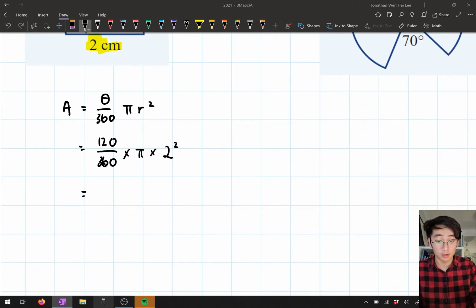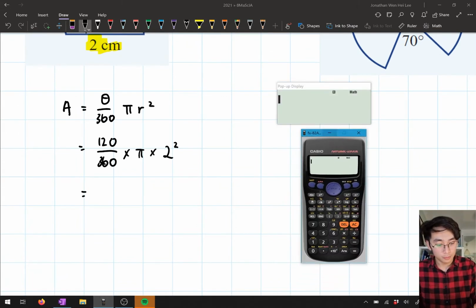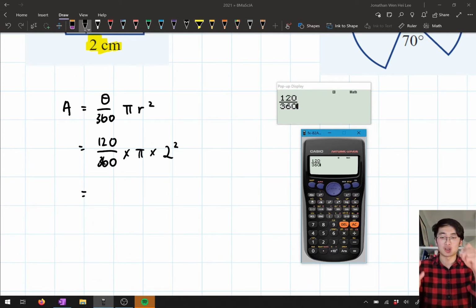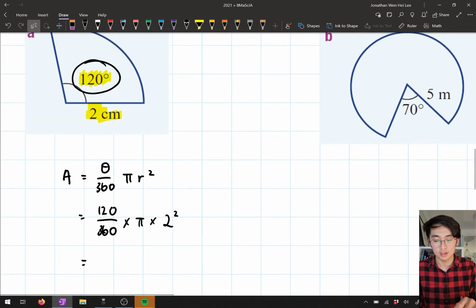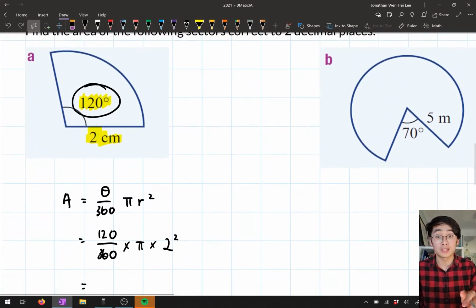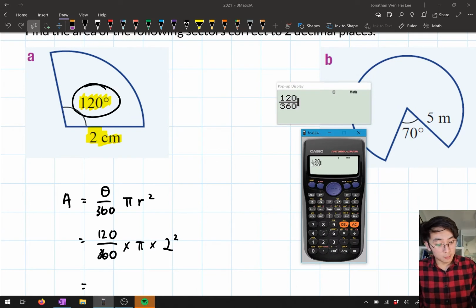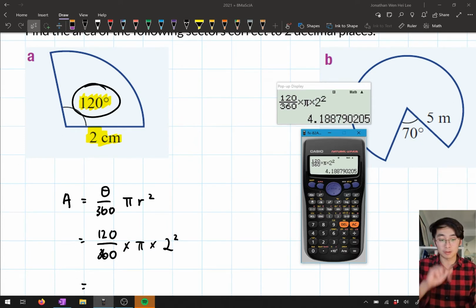So here I'm going to go, okay, I've got 120 over 360. So that's the fraction of my circle that I have in my sector here. So that's telling me I've got 120 degrees out of the full 360, times by pi times 2 squared. And so we get 4.188, and we want this to 2 decimal places. So we're going to get 4.19.